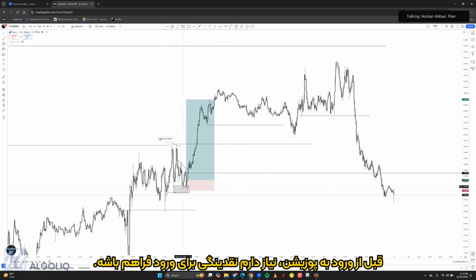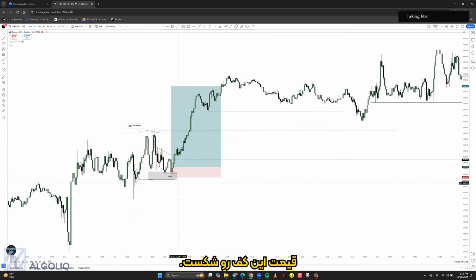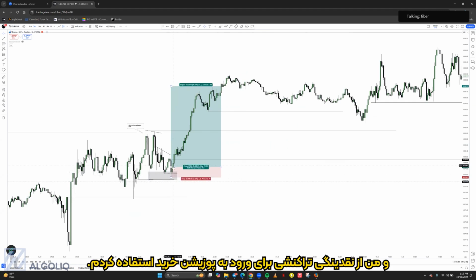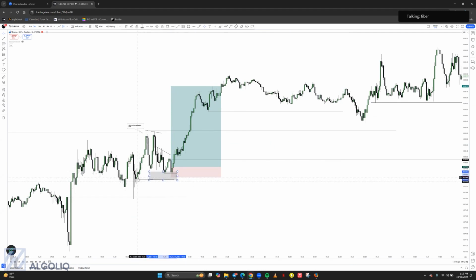So before I engage in my position, I need liquidity to engage. So price took out this low, and I use transactional liquidity to engage into my buy position because this low overall is a low that has taken liquidity, which makes it a strong low.